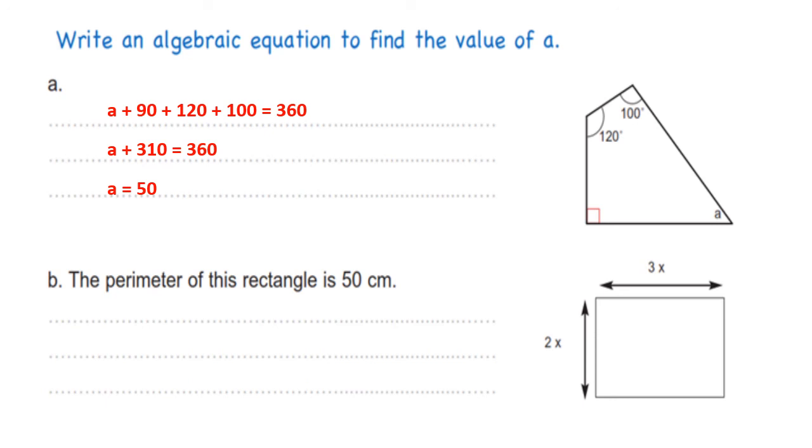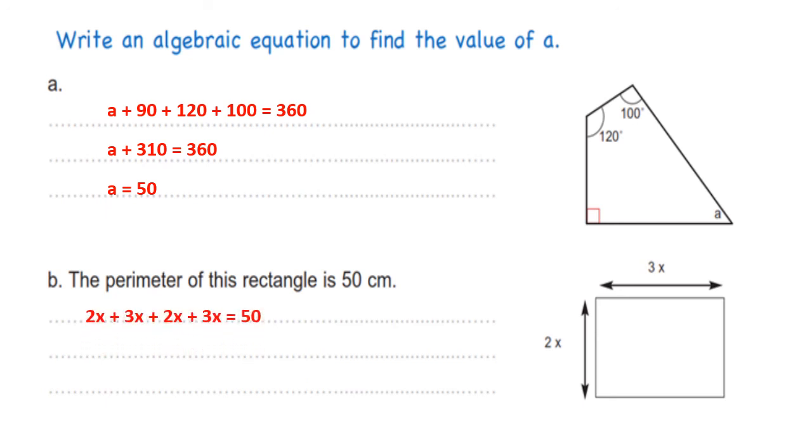Okay, now in the second one, the perimeter of this rectangle is equal to 50 centimeters. You have to find the value of x. Well, you know that the perimeter of a rectangle or the perimeter of anything, you have to add the sides. So the sides that are in the rectangle are 2x and 2x, 3x and 3x, because there are four sides and every two opposite sides are equal.